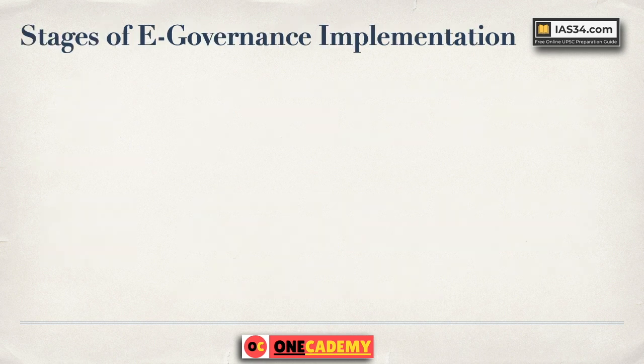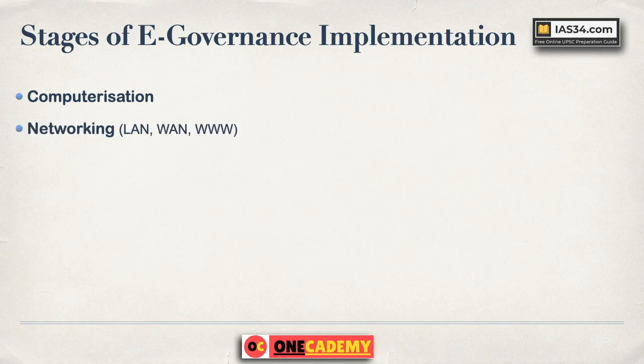So what are the stages of e-governance implementation in any country? What you have to do? You start with your hardware purchase, and basically it's called computerization, and second part of hardware is networking. You have to buy computers, you have to connect them through networks so that they can talk to each other, right? So there are local area networks, wide area networks, and then World Wide Web, which is internet.